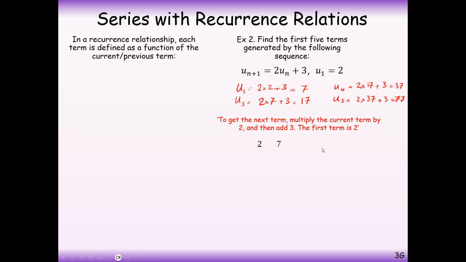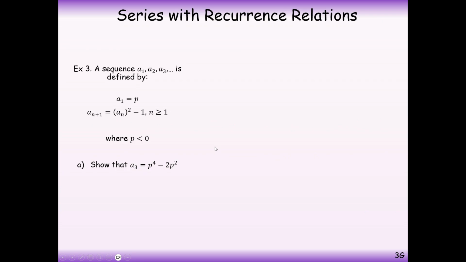Alright, so you would get 2 as the first term as it was given to us, then 7, 17, 37, and 77. Note that this is neither a geometric nor an arithmetic sequence. The next term is just some function of the previous term. You cannot simply add them up separately. Alright, let's look at the next example.